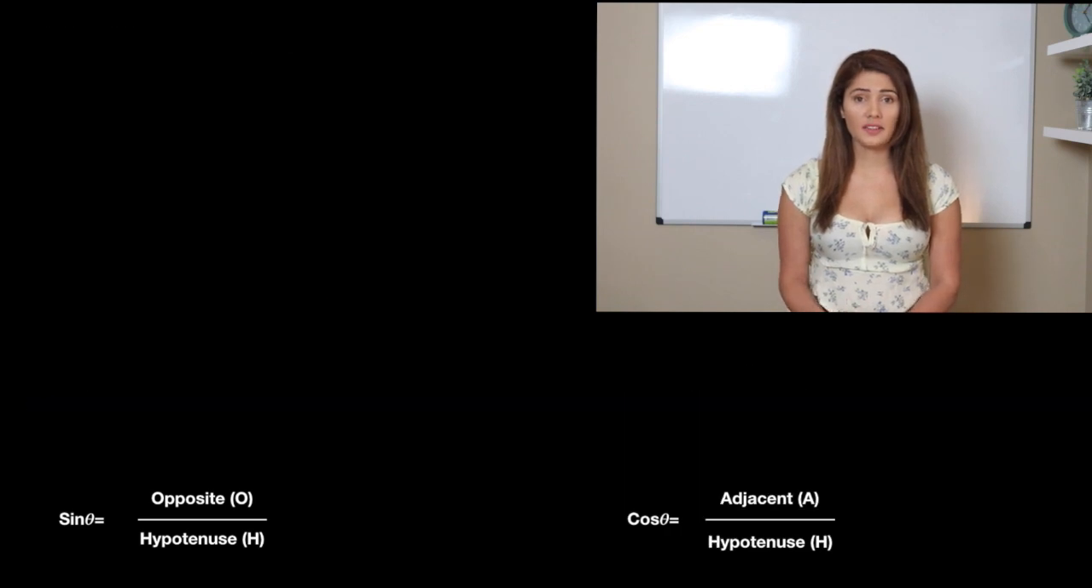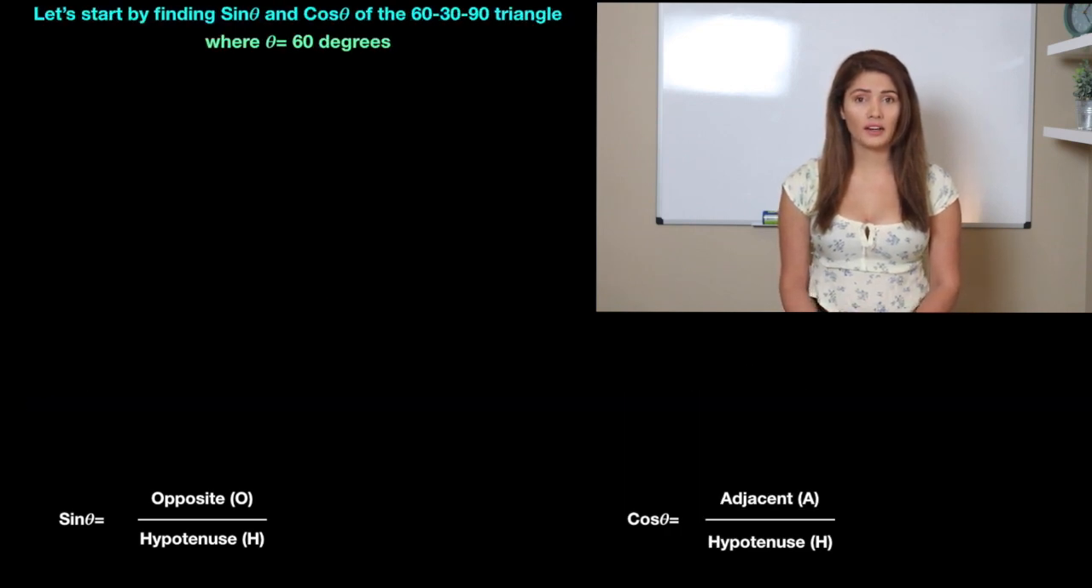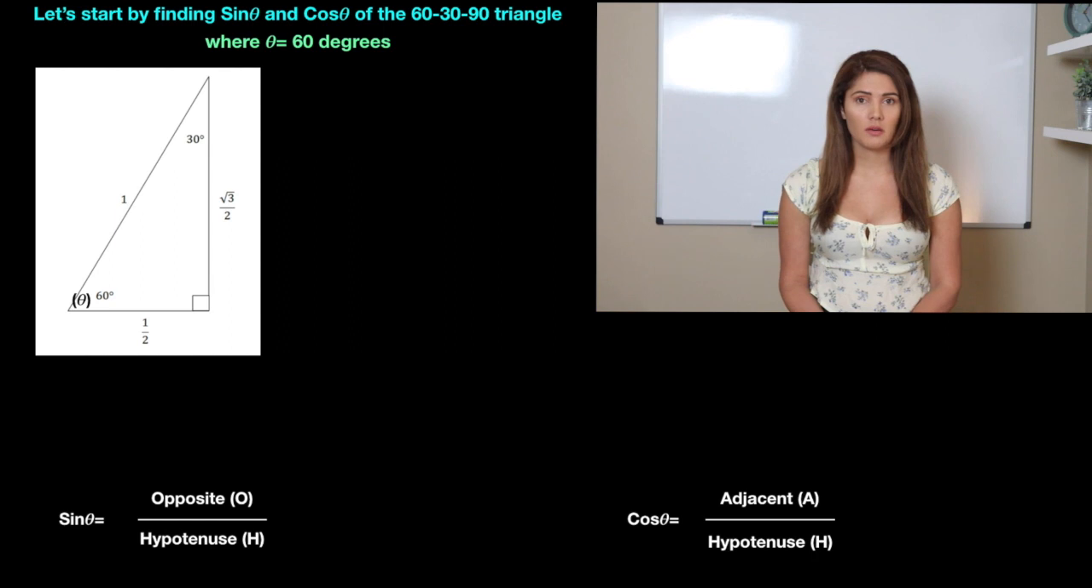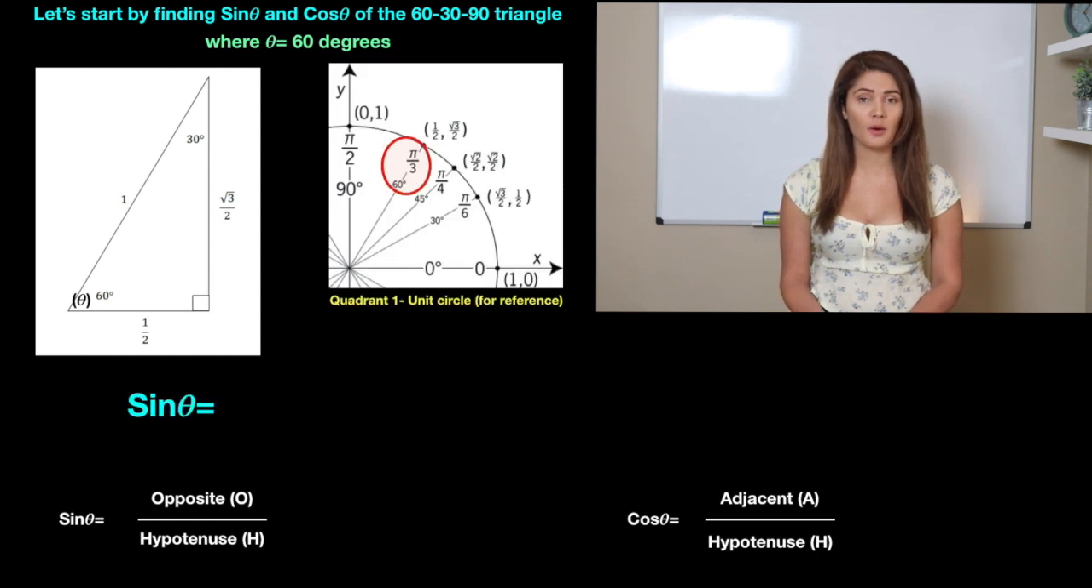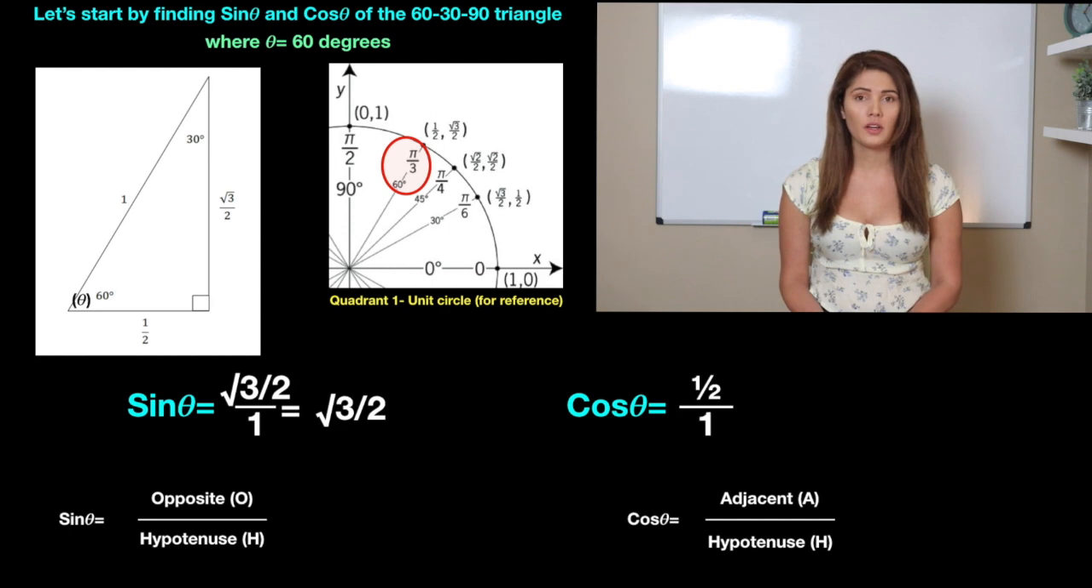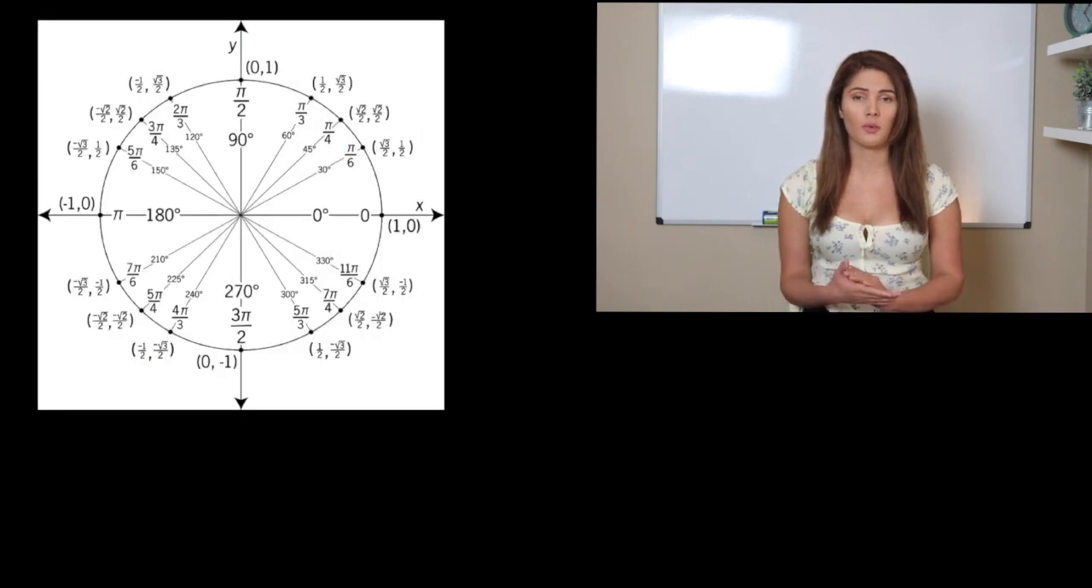Now let's find sine theta and cosine theta, where theta is equal to 60 degrees. Well, sine theta is opposite over hypotenuse, so root 3 over 2 over 1, which is just root 3 over 2, and cosine theta is equal to adjacent over hypotenuse, so 1/2 over 1, which is just 1/2.